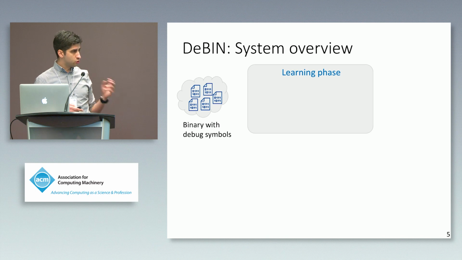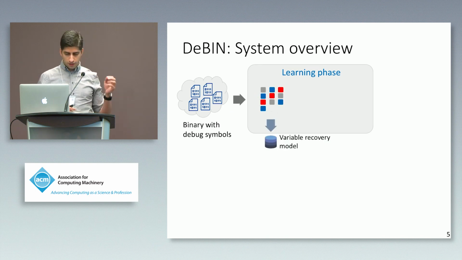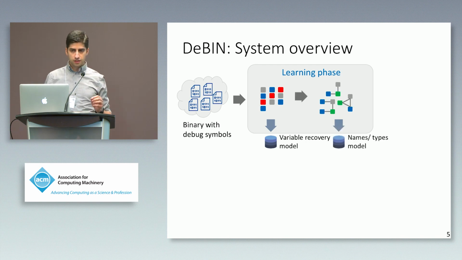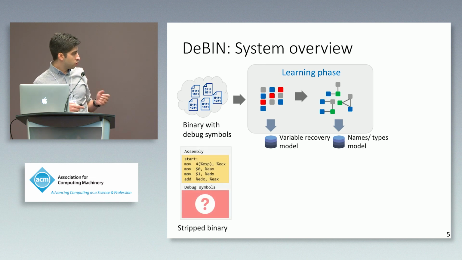So the learning phase proceeds in 2 phases. In the first phase, Debin would extract features for about all the offsets and registers, and then would predict which one of those corresponds to semantic variables at the source code level. So it would construct this variable recovery model. And then as a second phase, it would construct different relationships between the registers, instructions, and constants in the code. And based on this, it would learn how names and types are associated to these variables. Having trained these 2 models, then they're used in the prediction phase to recover the debug symbol.